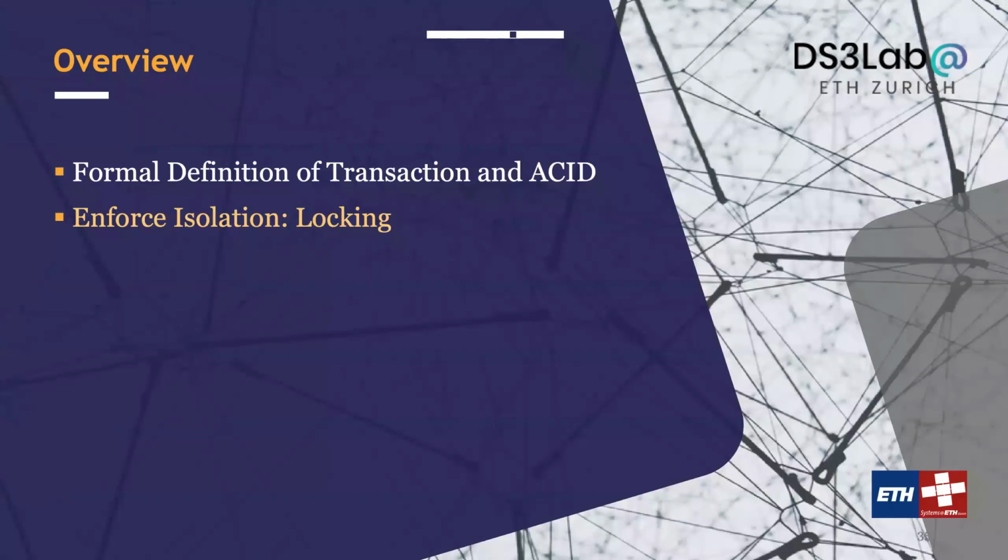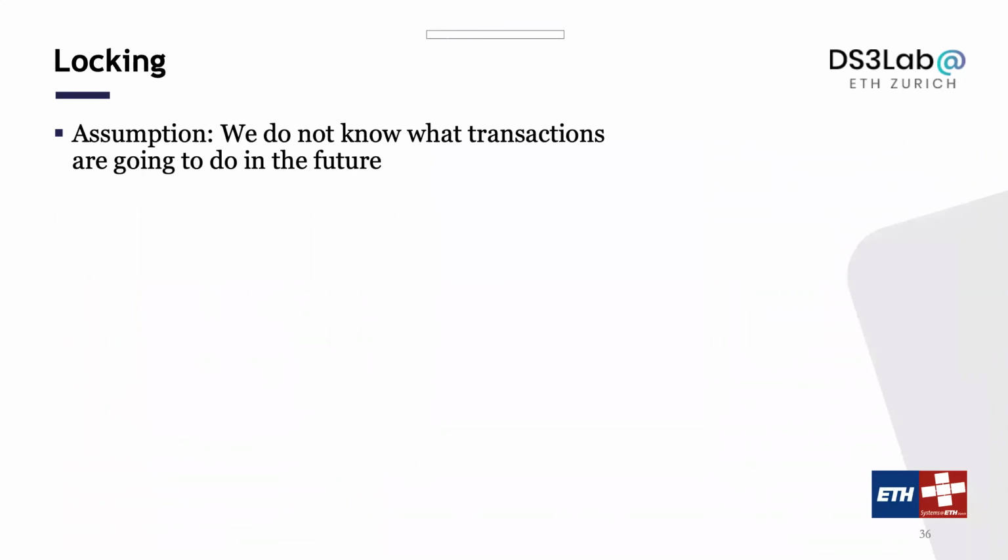Okay, so let's talk about how to enforce isolation in a pessimistic way. And the way we are going to do it is by introducing the notion of locking. So from now on, here's one of our assumptions: we assume we don't know what the transaction is going to do in the future.